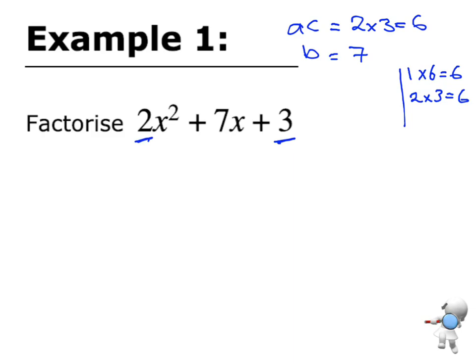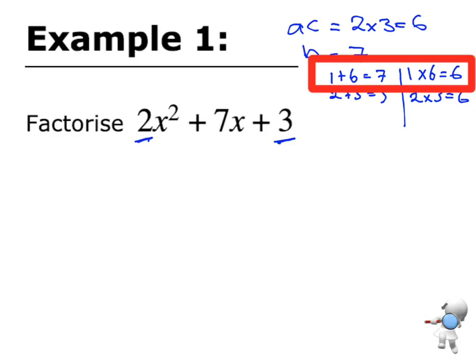Now think about adding these numbers. 1 plus 6 is 7, 2 plus 3 is 5. So we want the two numbers that multiply to 6 and add to 7. So we want the numbers 1 and 6. Alright, so that's our first step.